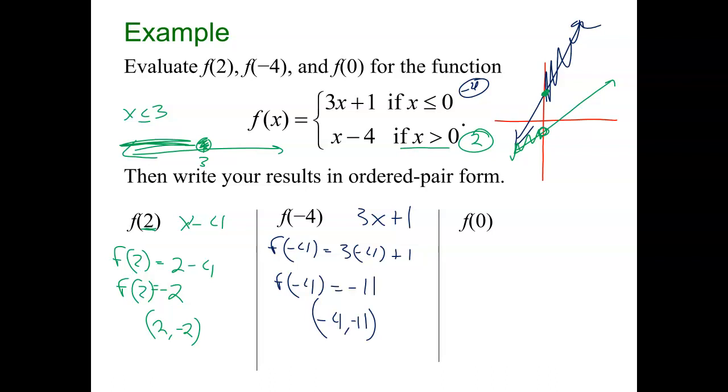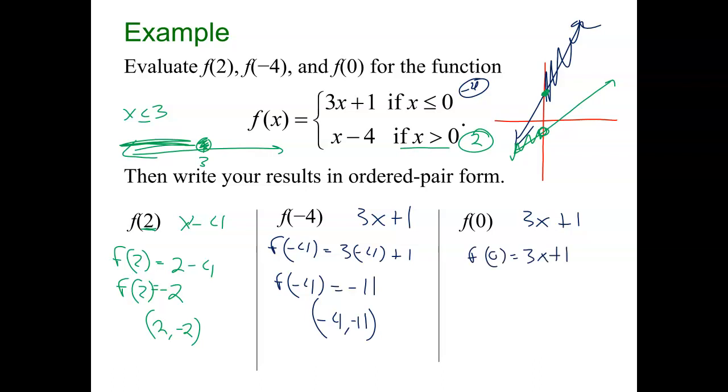What rule am I going to use for f of 0? The first one. It's got the "or equal to," and that's important because it's saying, hey, when x is 0, this is the rule that takes precedence. So I have 3x plus 1, so I can evaluate that function.